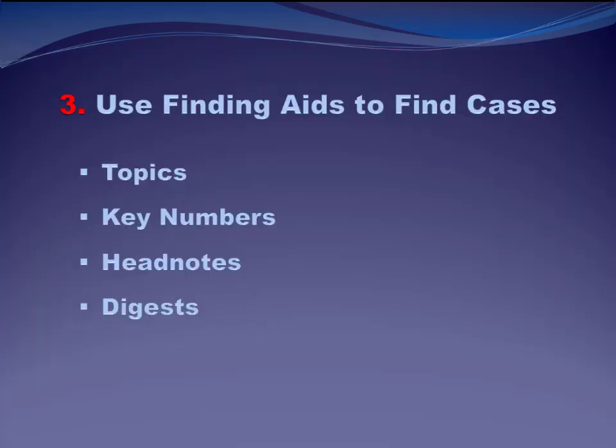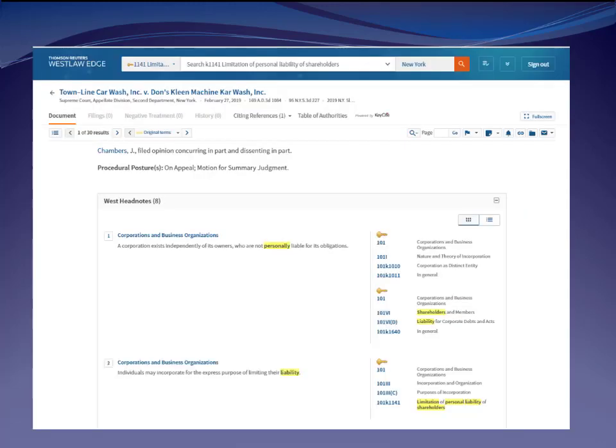I can use finding aids, which we're going to spend a good part of the in-class lecture talking about: topics, key numbers, headnotes, and digests. And that's what that looks like. So if I'm in a case, I can see, I talked a little bit about this key number. So the big overall topic is corporations, and then going down all the way to this fine subtopic, which is the piercing the corporate veil concept or the limitation of personal liability on shareholders.